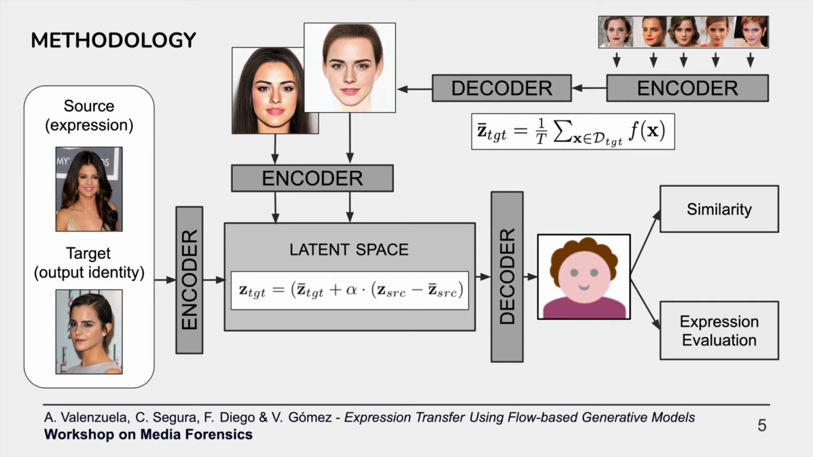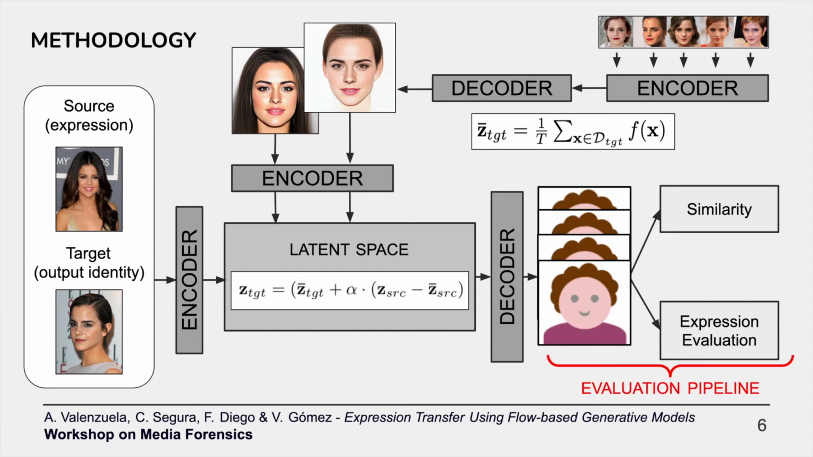Here we have a representation of the entire method. We give as input the original image of the source with the expression to be transferred, and we also select the target identity. Then we compute the mean face images for both the source and the target with the small sets. Here we have chosen the target identity for illustrative purposes, but the same goes for the source identity. Then with this information, the two means and the original expression, we can apply the proposed equation in the latent space. And of course, in the output, we'll obtain one output image for each alpha value.